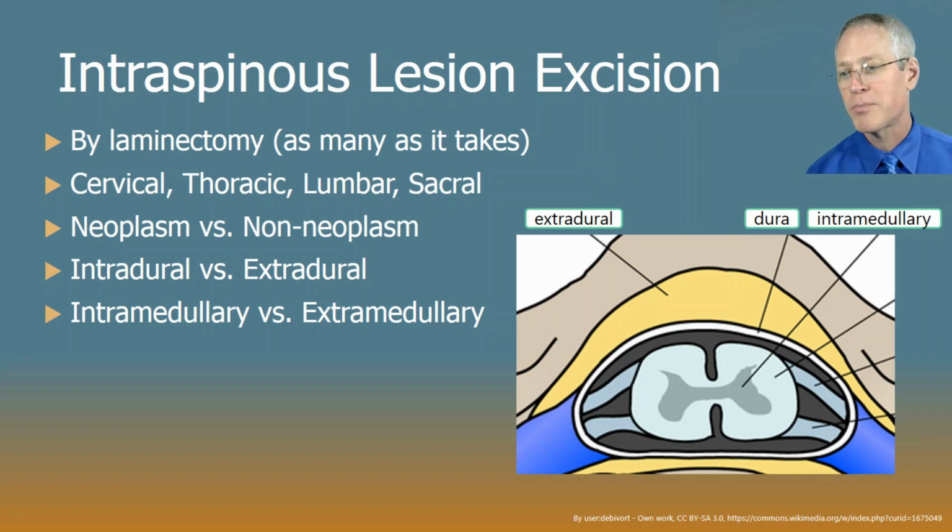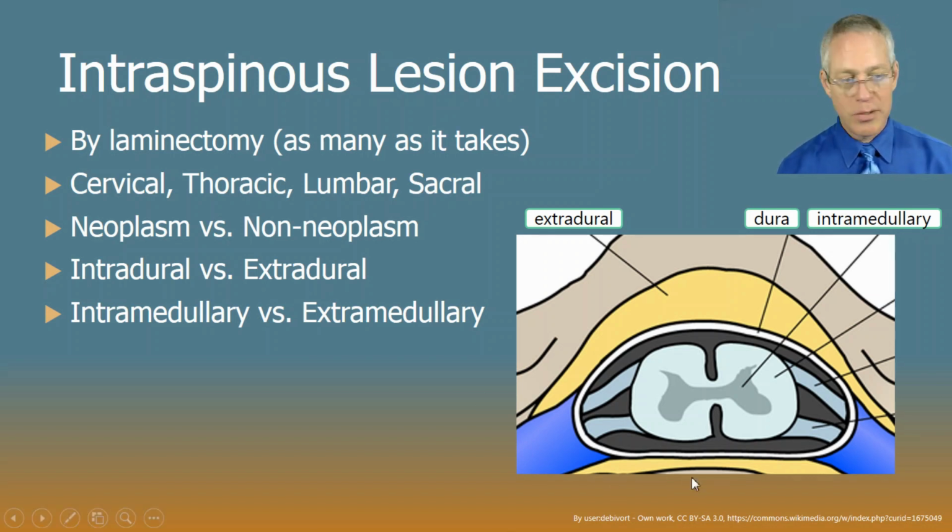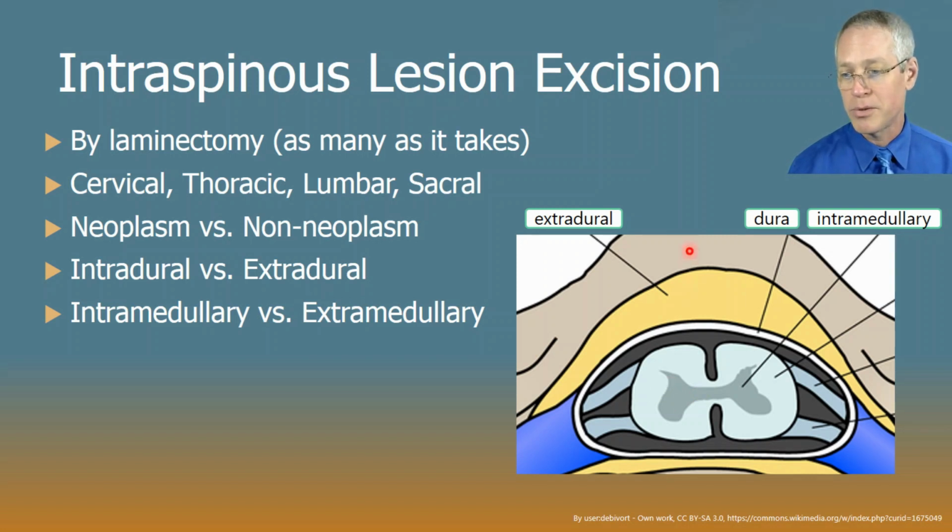Here's an example of an intraspinous lesion excision by laminectomy too. So here is the spinal cord itself, the dura, and the spinal canal extradural space. So you can imagine the lesion here, a lesion here, or intramedullary, which is actually, again, in the substance of the spinal cord. So those are your 3 levels. 1, 2, 3. And of course, it is done by region of the spine and whether neoplasm or non-neoplastic.